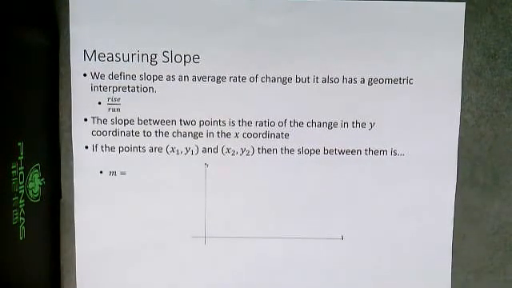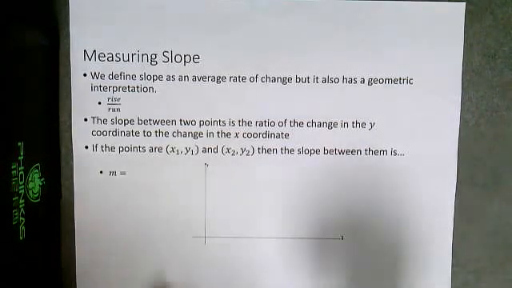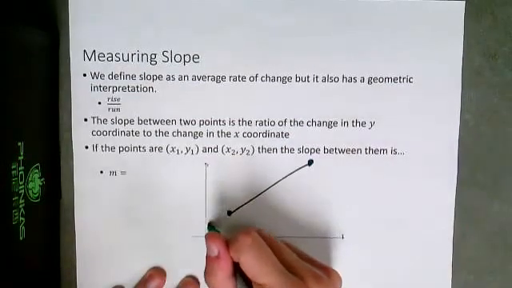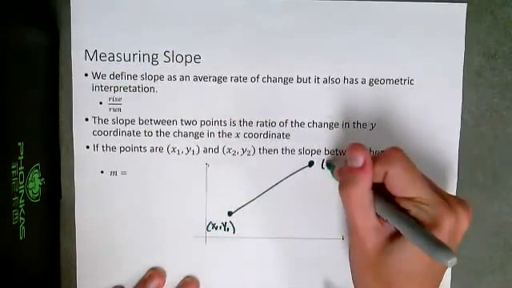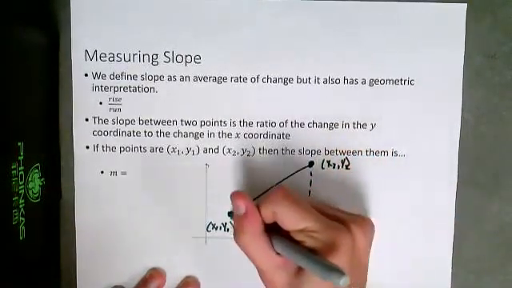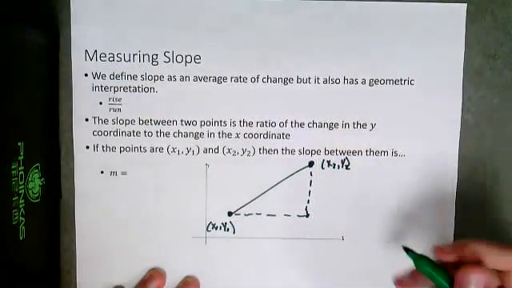We define slope as an average rate of change, but it also has a geometric interpretation. Rise over run. You might have heard something like that before. The slope between 2 points is the ratio of the change in y coordinate to the change in x coordinate. If the points are x1, y1 and x2, y2, then the slope between them is what? Well, let's draw a picture. Here is x1, y1, and this is x2, y2. Well, then the slope of them, or rise over run, right?